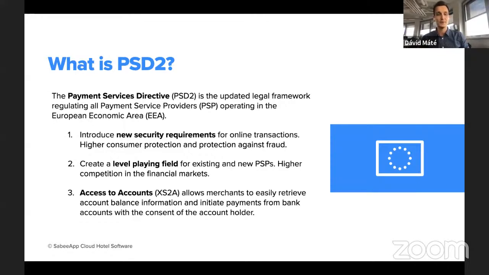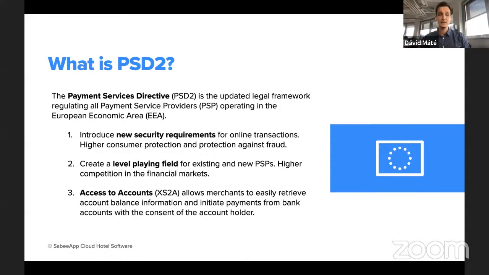I wanted to mention three main points about PSD, which I think are important to remember. The first being the introduction of new security requirements. This is going to make transactions more secure. This is going to provide a bigger protection against fraudulent charges, and just make online transactions safer in general.